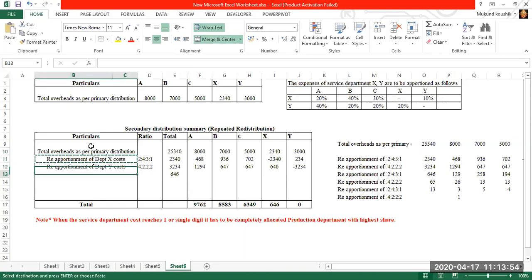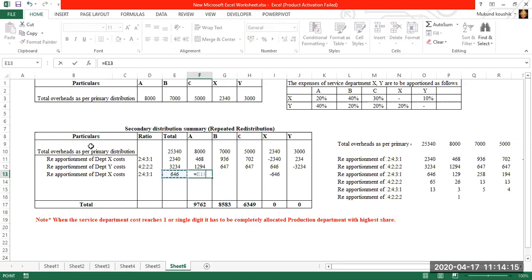So again we have to do reapportionment of overheads from department X in the same ratio which we have followed earlier, that is in the ratio of 2:4:3:1. So this 646, how do we allocate? This 646 entire amount will be gone. So for department A, it will be 646 into 2 divided by 10. It will be 129.2. So we'll make it as 129.